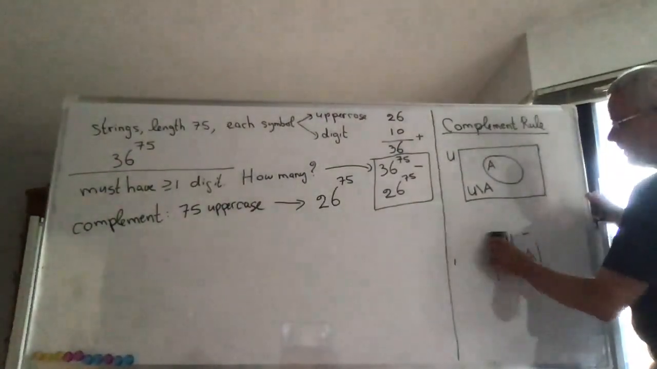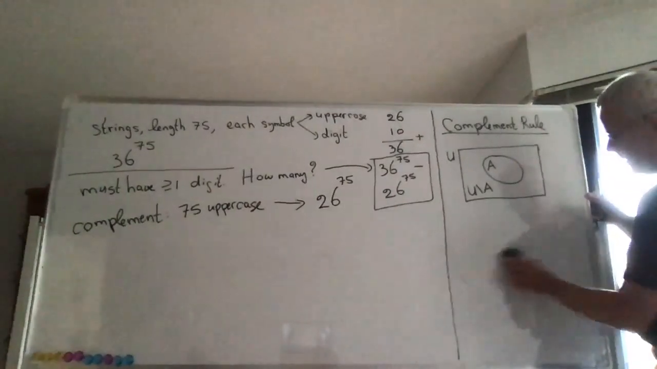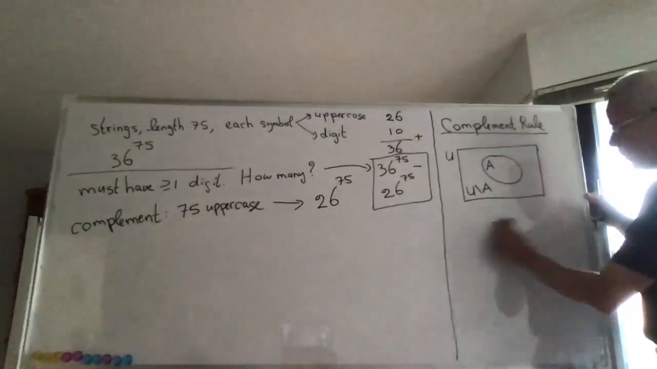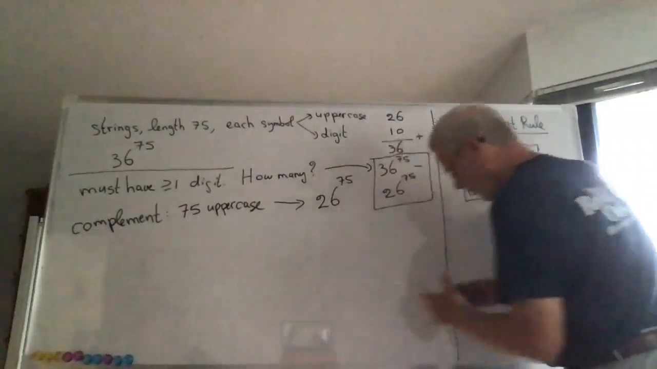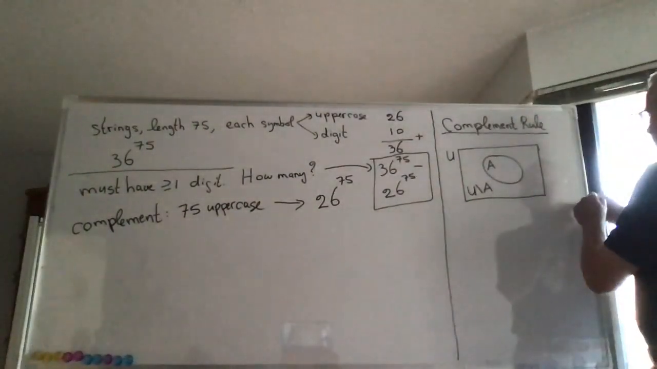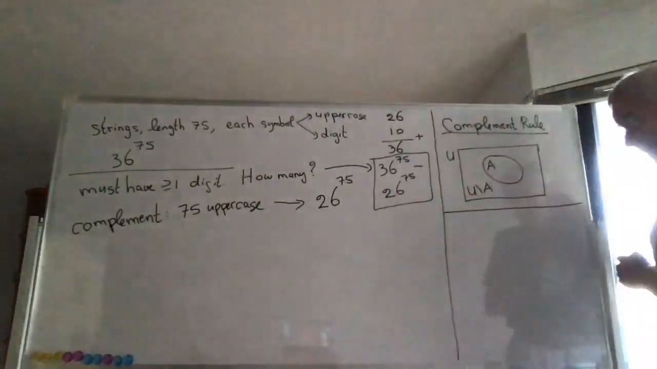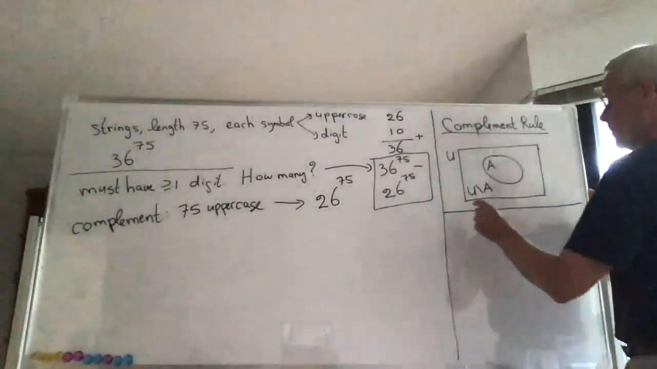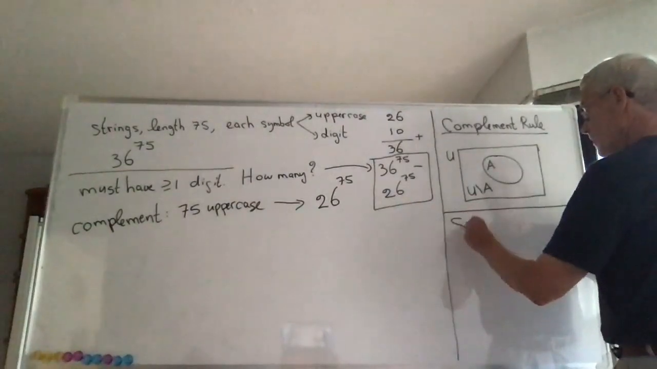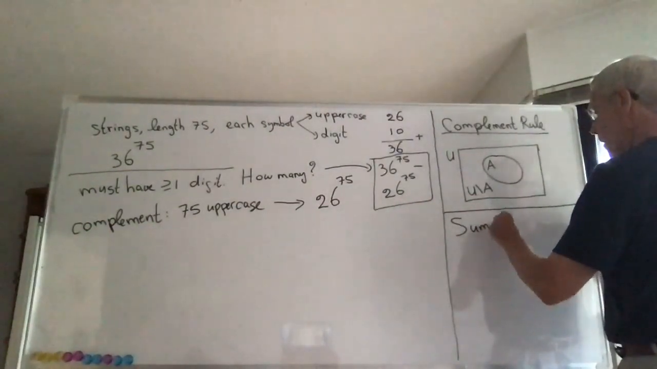And now for the rest of today's lecture, I'm going to show you a few more rules that we will add to our toolbox. The next one is again a completely obvious rule, but again it's useful. It's called the sum rule.